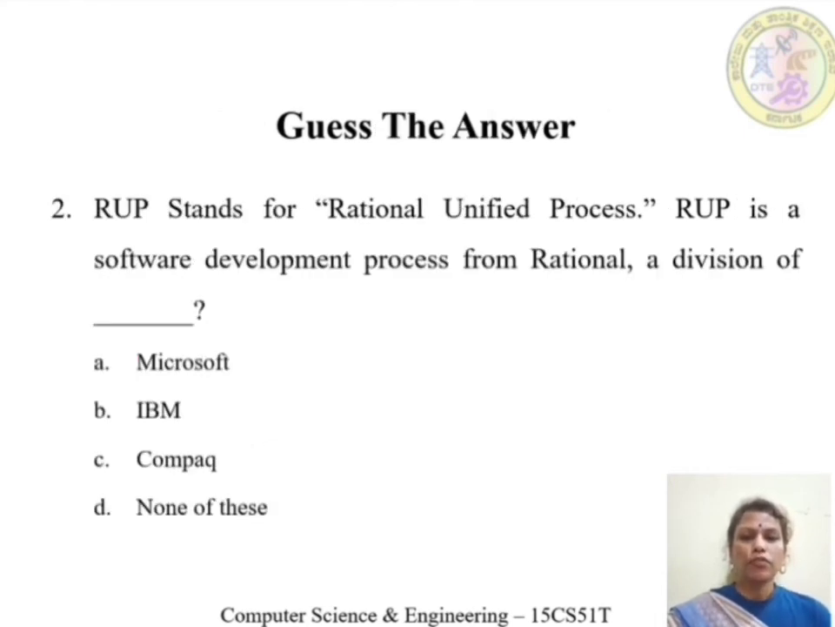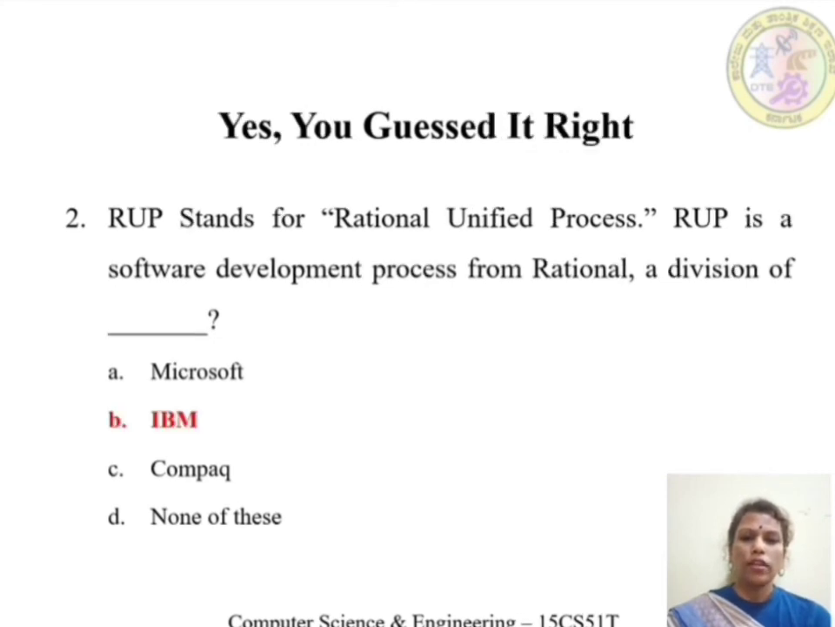Let's see our second question. RUP stands for Rational Unified Process. RUP is a software development process from Rational, a division of dash. Options are Microsoft, IBM, Compaq, none of this. Guess the answer, students. Yes, you guessed it right. The correct answer is IBM.